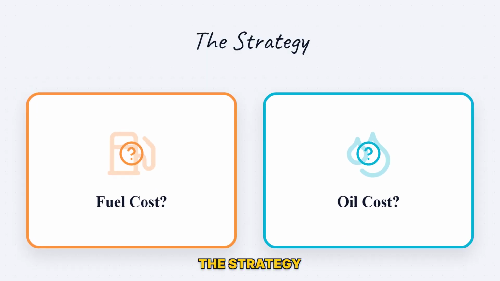How do we tackle a word problem without getting overwhelmed? We identify our unknowns and translate the shopping list into a mathematical balance. We have two hidden costs to track: the price of a single liter of fuel and the price of a single liter of oil.